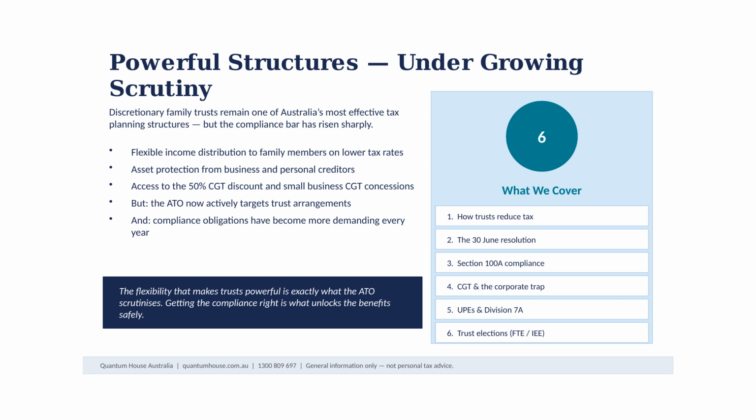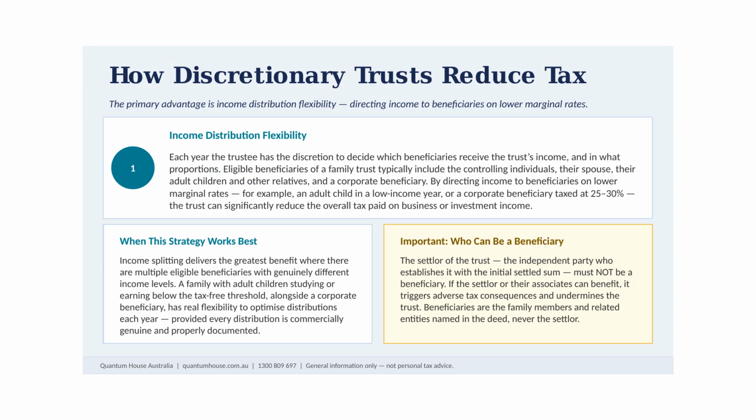As the call-out box puts it, the very flexibility that makes trusts powerful is exactly what the ATO scrutinizes. The benefits are real, but they are only safe when the compliance is done properly. That theme runs through everything we cover today, the 6 topics shown on the right. Let's start with the core question. How do discretionary trusts actually reduce tax?